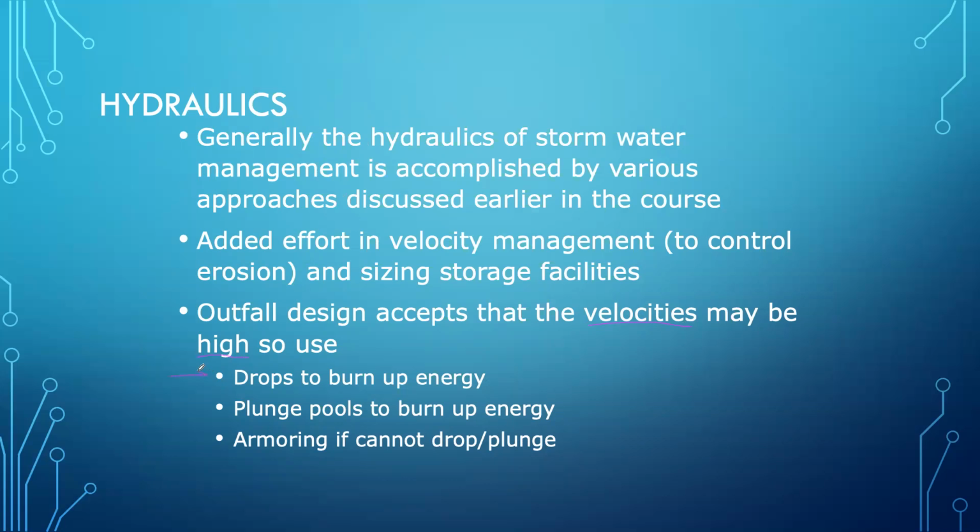And so we want to use vertical drops when we can to use up the energy. Plunge pool, which is a type of vertical drop, to help use up the energy. And if we can't convincingly use up the energy in the flowing water, then we would have to consider armoring. The main practical problem with armoring is that it doesn't work very long. Generally, if that's our only solution, we've probably made some conceptual mistakes elsewhere in our system.